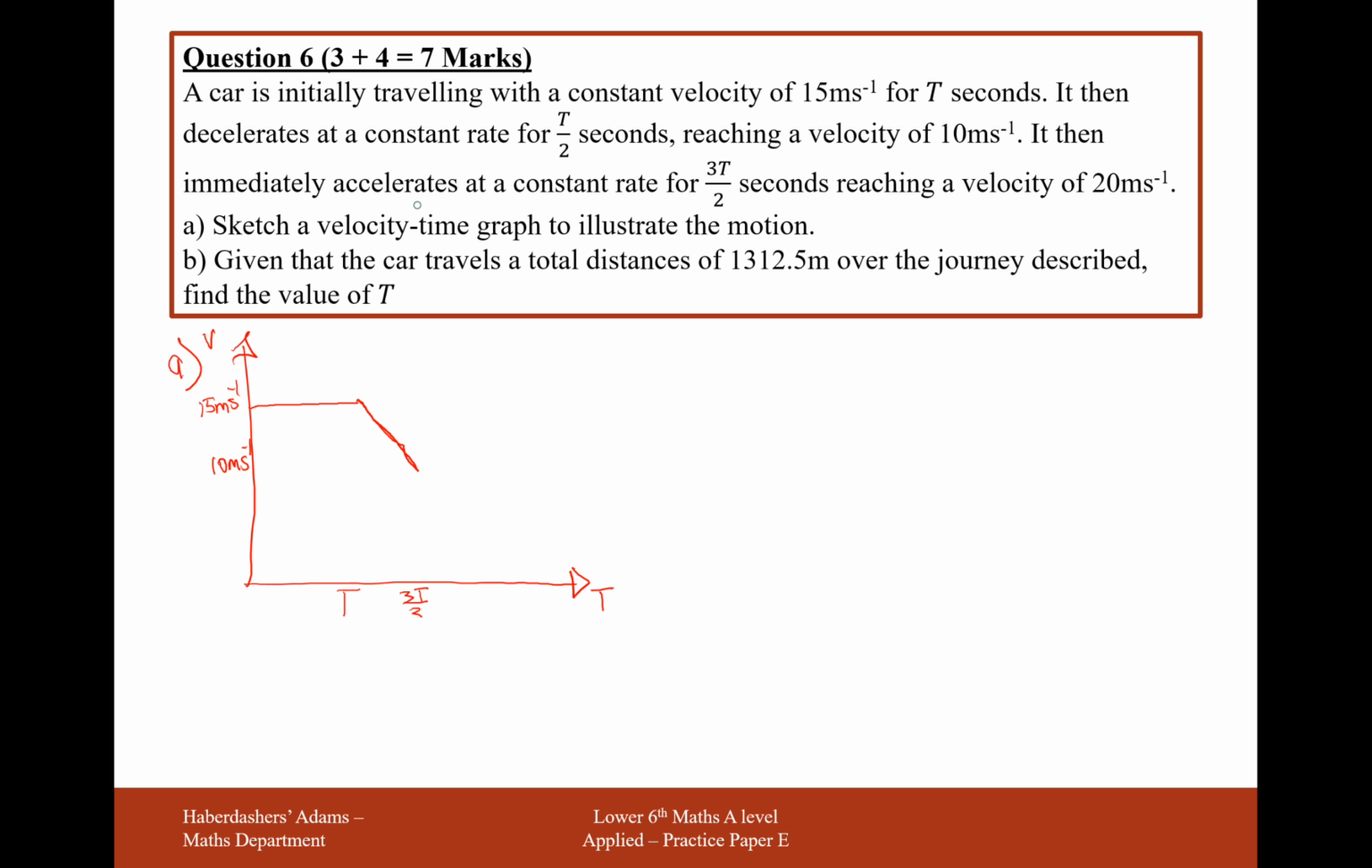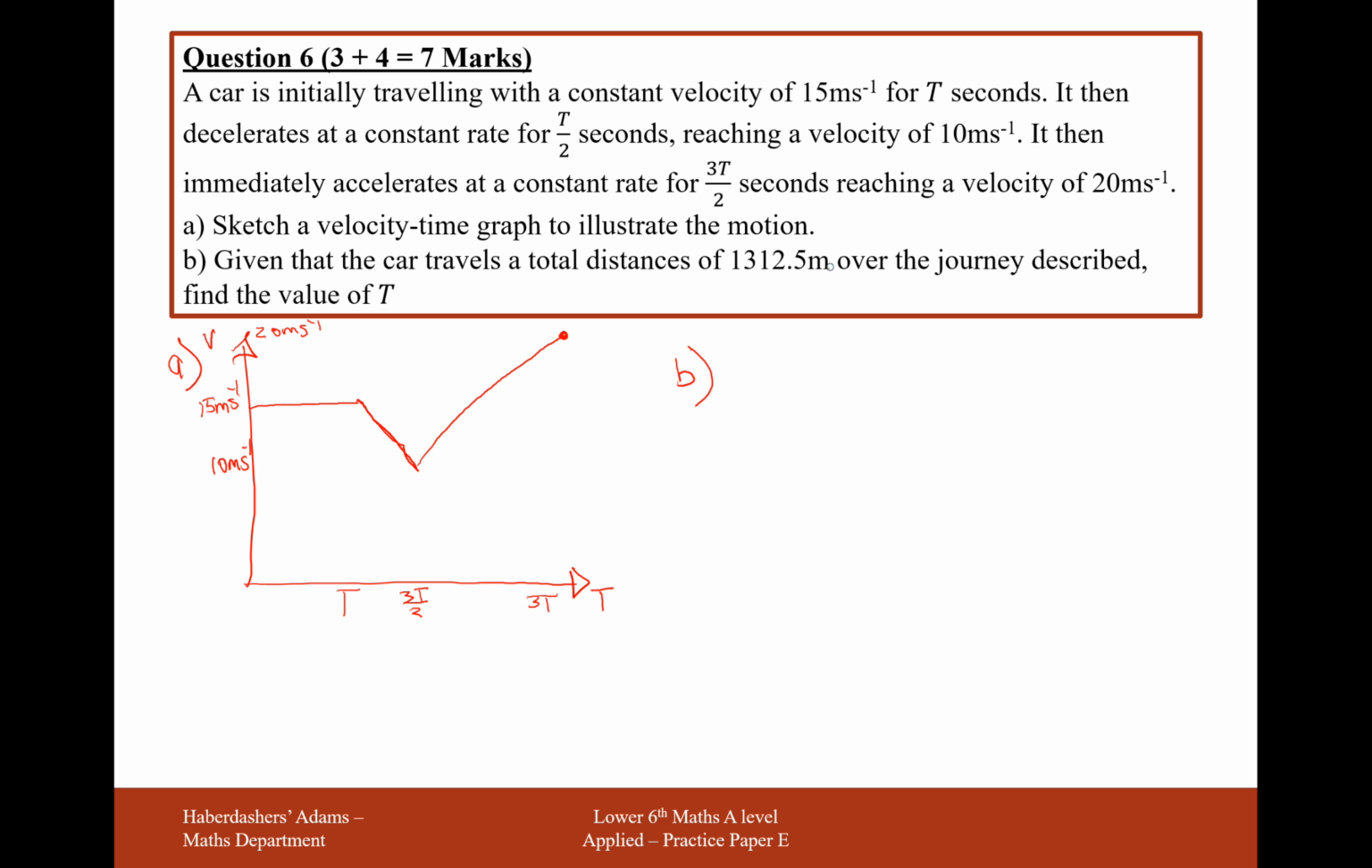It then immediately accelerates at a constant rate for 3t over 2 seconds before reaching a velocity of 20 meters per second. So up to here, and by this time we're at 3t and a velocity of 20 meters per second. All of these lines here, they're at constant acceleration, they should be straight. Okay, so that's what we need for part A here.